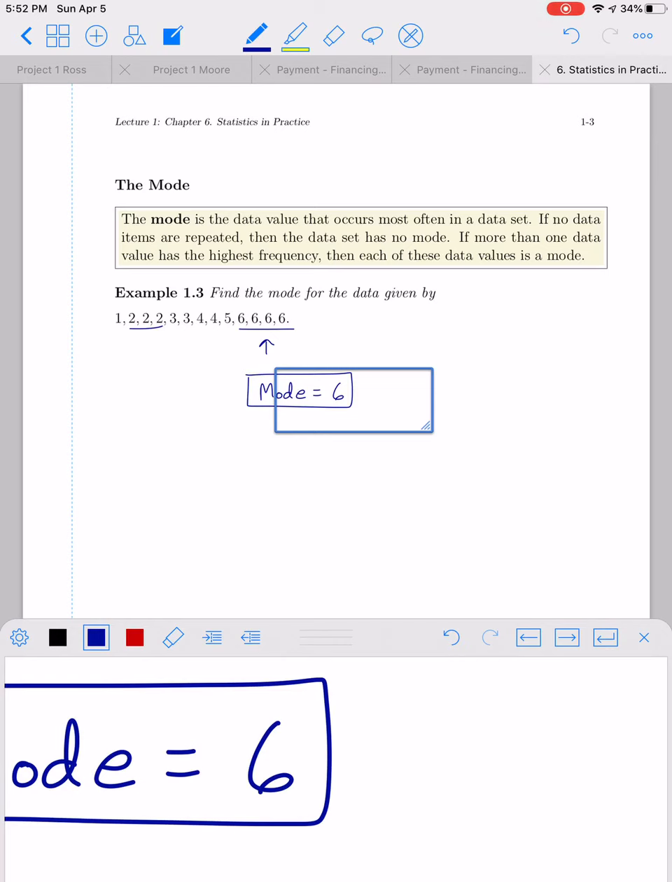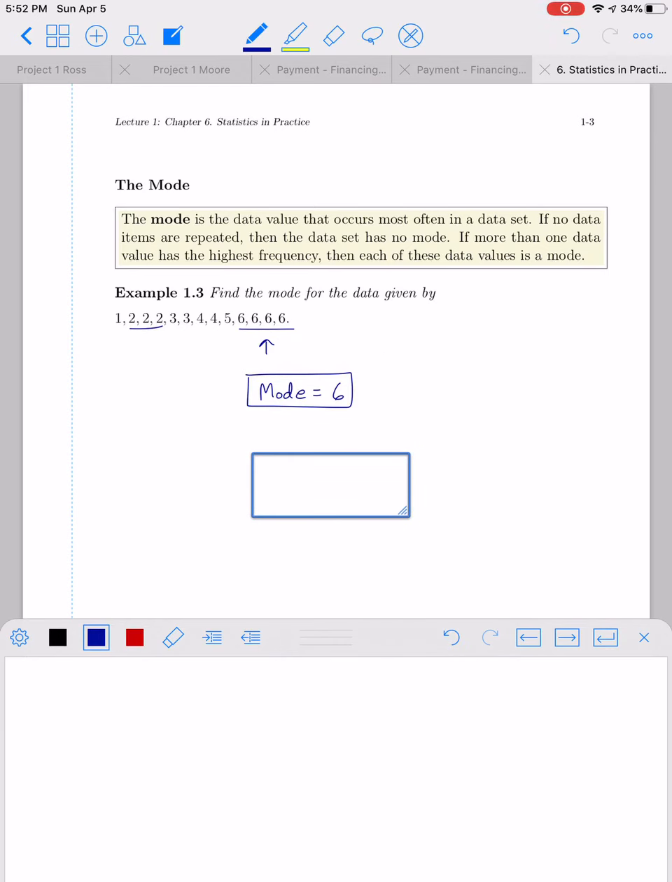There were 4 6s, and nothing else occurred 4 times or more. So this is the only mode. If no values are repeated, there's no mode.